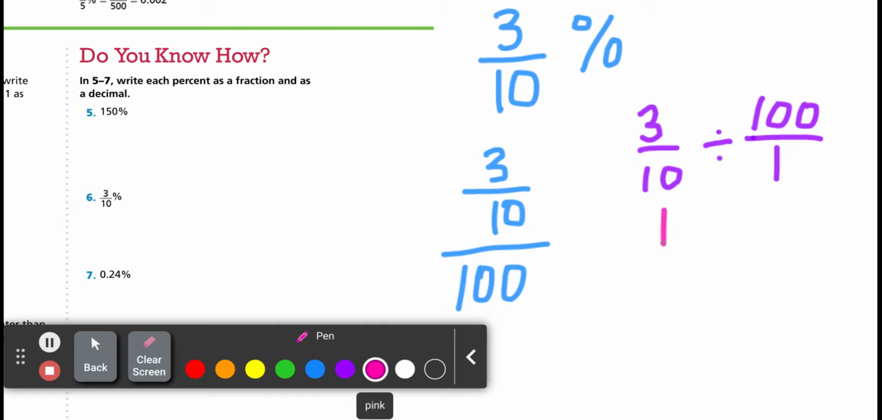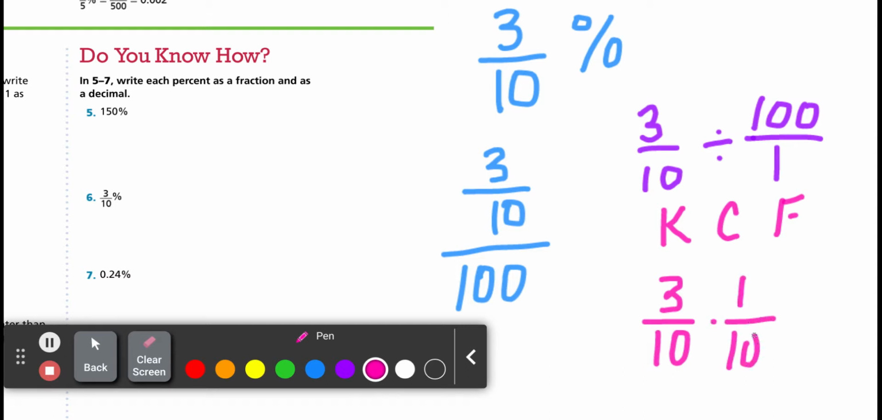Next step, keep, change, flip. So you keep the 3/10. You change your division to multiplication. You flip your 1 over 100. 100 over 1 becomes 1 over 100. Now we can multiply straight across. 3 times 1, 3. 10 times 100, 1,000. How do we write 3/1000ths as a decimal?